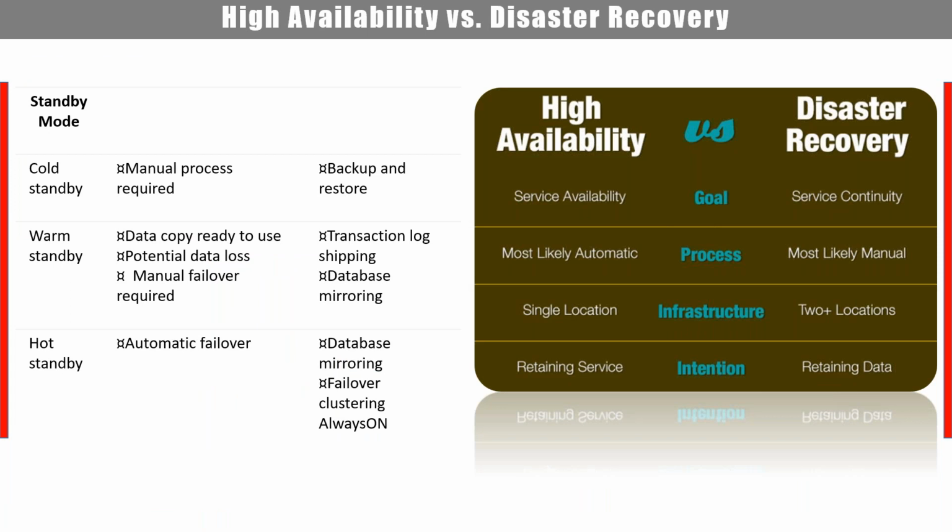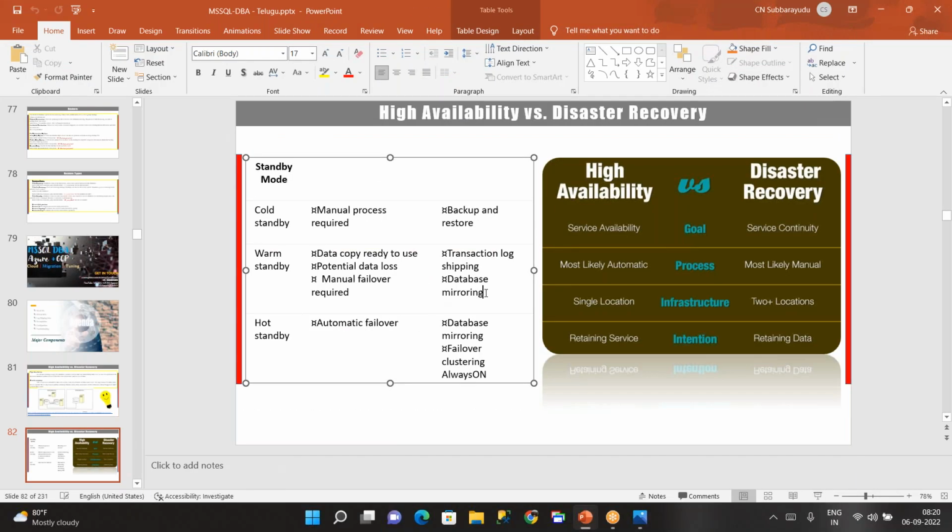Let's say warm standby means manual failover, and potentially maybe data loss. Data is copying automatically here, but the entire data movement is a manual process like backup and restore. Here you are not configuring any backup and restore; you are configuring log shipping, or mirroring in asynchronous mode, or always on in async mode.